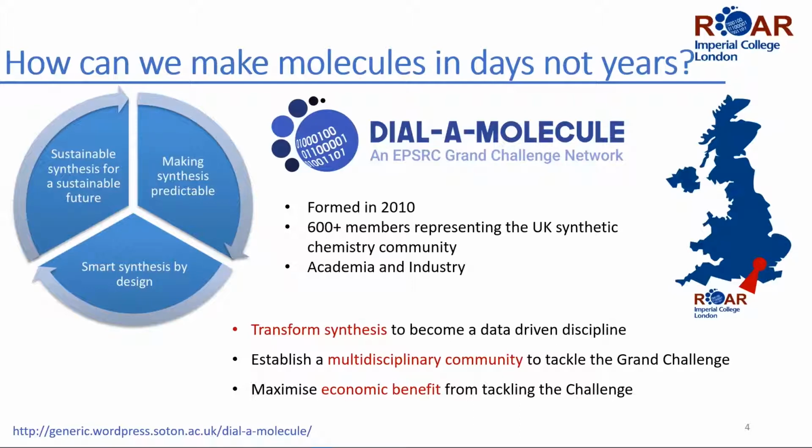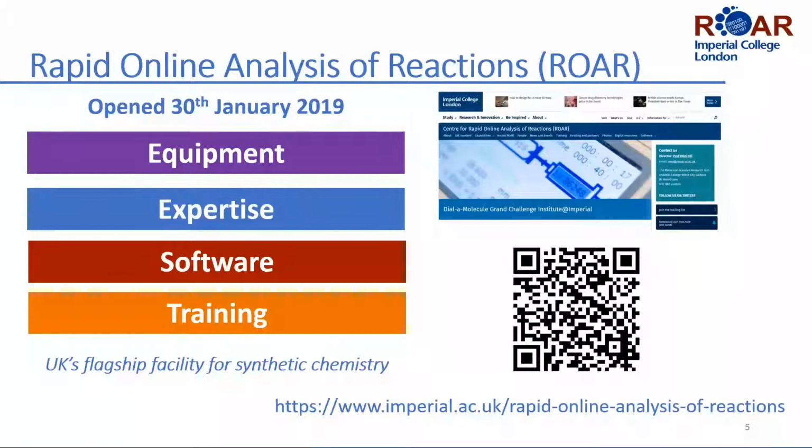But over the years, the network has found that there was a need for a physical center where we can have advanced instrumentation and supporting expertise. And so this is where RAW comes in. We've been around for a couple of years now, and we're based in Imperial College. RAW is part of the Dial-a-Molecule network. We opened for business last year after much setting up, and the idea is to keep in one place all of the equipment, the expertise, the software, and the training to do data-rich experiments in synthetic chemistry. This is your one-stop shop to run an experiment, get help along the way, and learn how to use really advanced instrumentation.